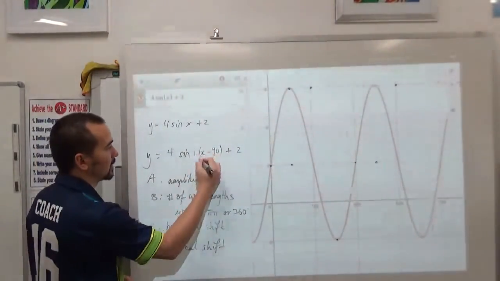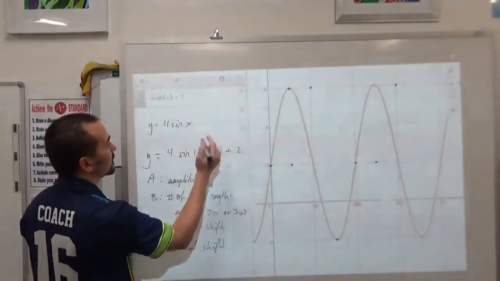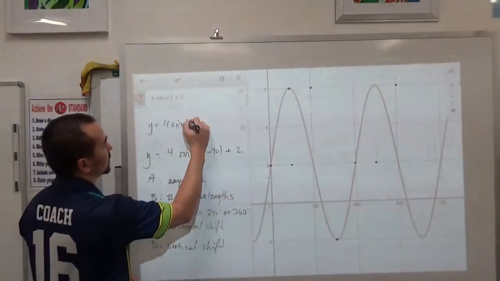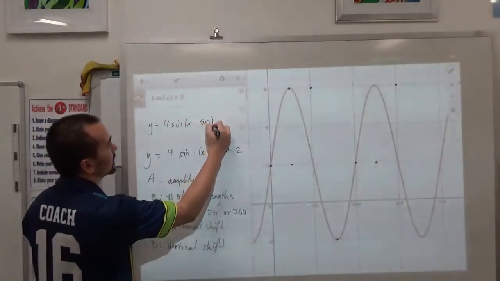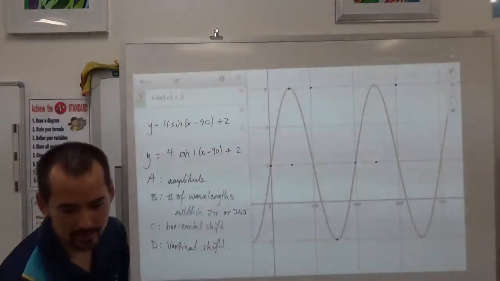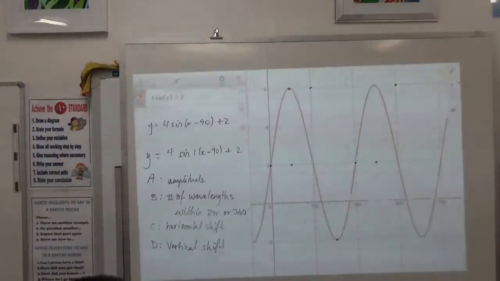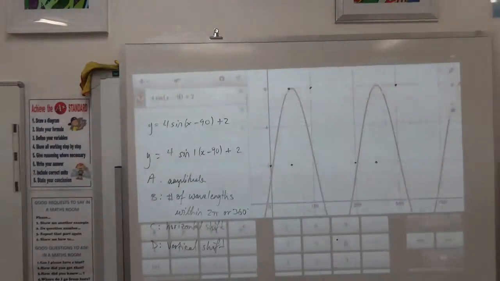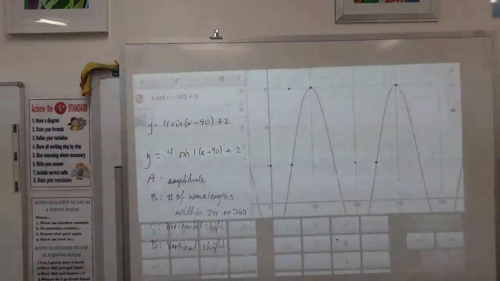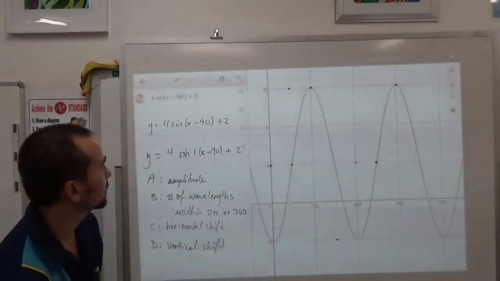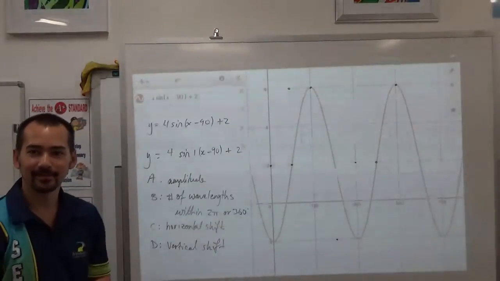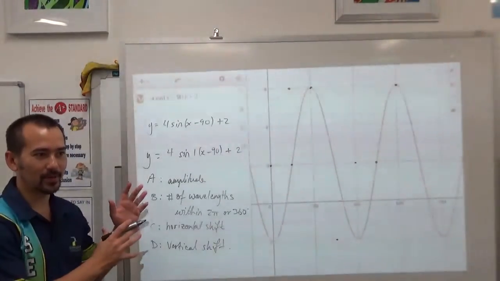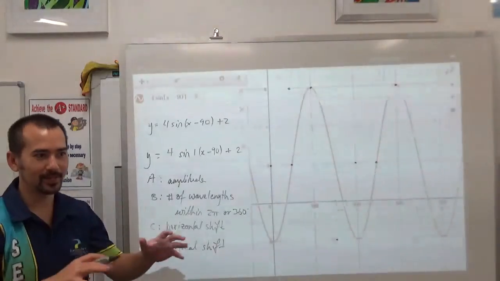Alright, let's see if that's the case. So over here, this is now x take away 90, plus 2. Let's type it in. Take away 90 equals, did it work? Yes, it did. Okay, good. So I'm ready to give you a harder question now. Mix them all up together.